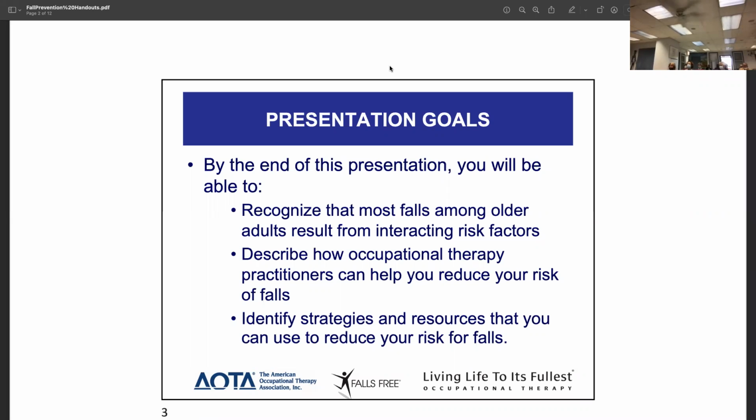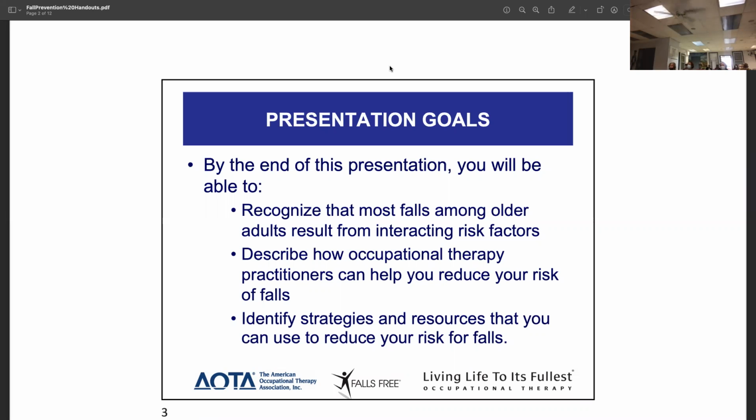Okay. All right. So by the end of this presentation, which is going to take around 15 minutes, you will gain knowledge that will help you lead your healthcare team to reduce your risk of falls. Specifically, by the end of this presentation, you will be able to recognize that most falls result from interacting risk factors, describe how occupational therapy practitioners can help you reduce your risk of falls, and identify strategies and resources that you can use to reduce your risk of falls.